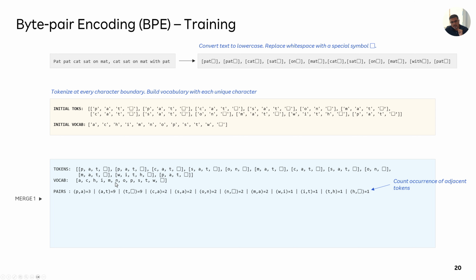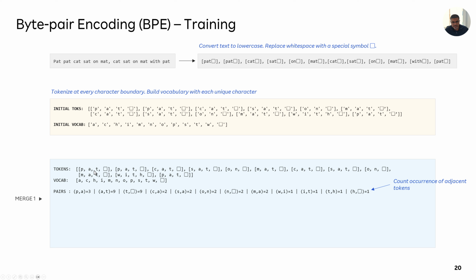Now I'm going to find out what the pairs are in all of these tokens. What I mean by pairs is, if you look at pairs as two things, P is one, A is another, A is one, and T is another, T is one, and the white space another, and so on. So I can say PA is one pair. How many times does PA appear?